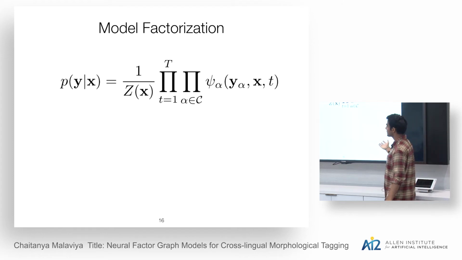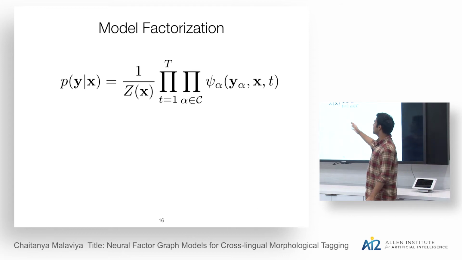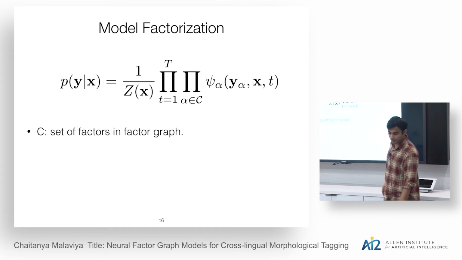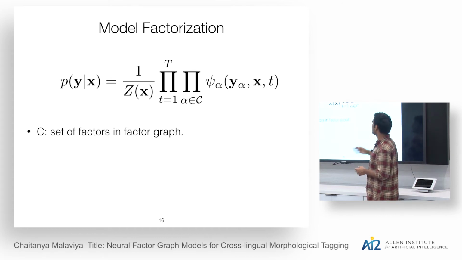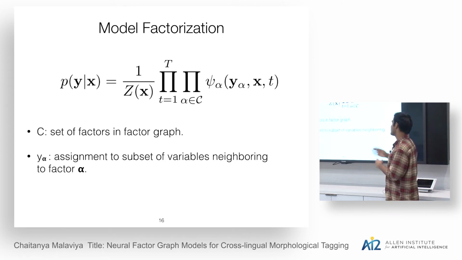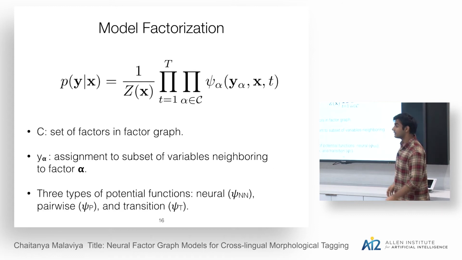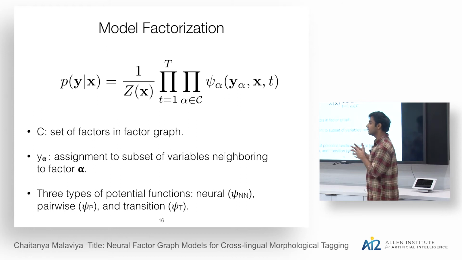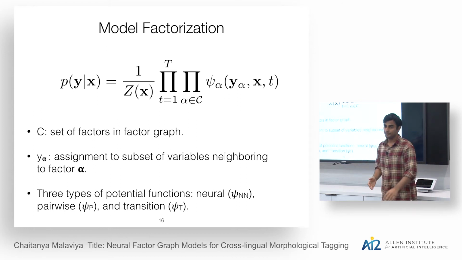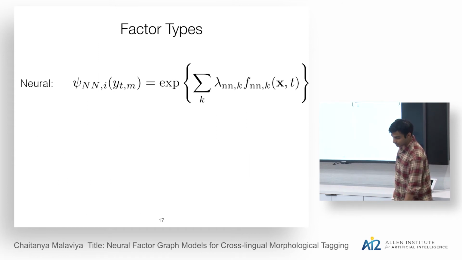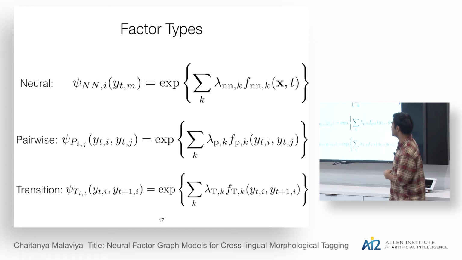Right, so this is what our model factorization looks like. It's the factorization of a general tree-based CRF, I guess. There's a normalization factor, and we're taking a product over all time steps, where C represents the set of factors in our factor graph, and y alpha is the assignment to the subset of variables that are neighboring to the factor alpha being considered at a specific instance. And there are three types of potential functions, like I mentioned before: the neural potentials, the transition potentials, and the pairwise potentials. These have fairly standard log linear forms.